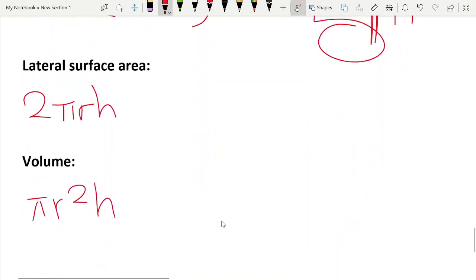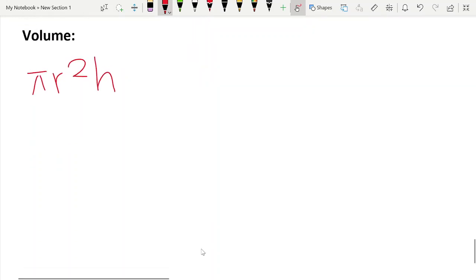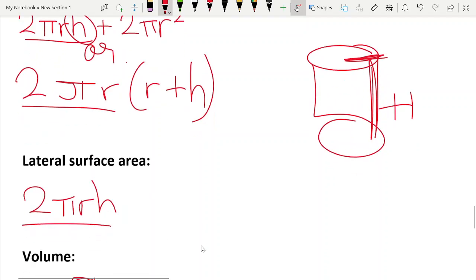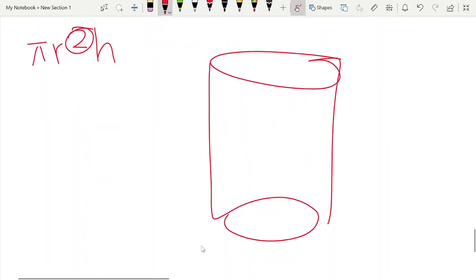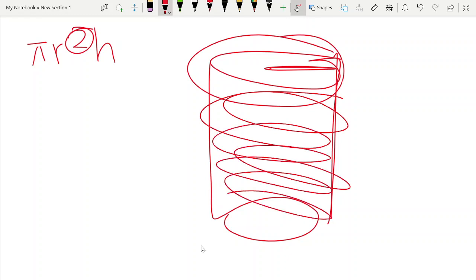The lateral surface area, without the 2 circles, will be 2 pi r h. Nice? Now the volume will be pi r square h. Sorry, I didn't say the square before, but there is a square. Pi r square is the area of a circle, and you multiply it by the height, so it's going to stack up layer by layer and form the volume.